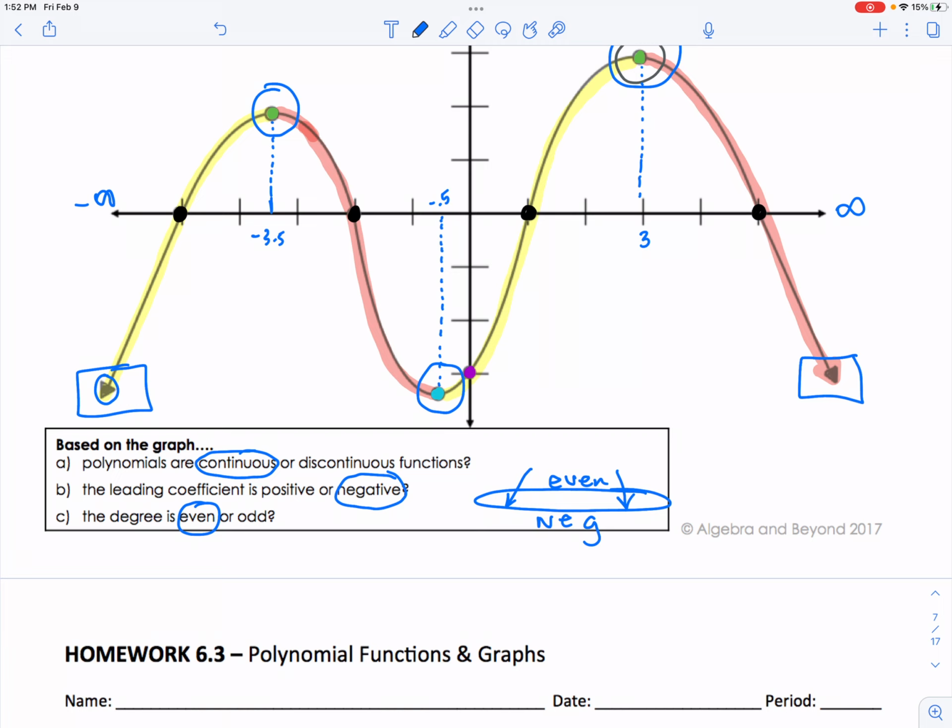In class, you're going to be working in your groups to do some more practice problems on these. So make sure that you have written everything down and you're ready to work in class.